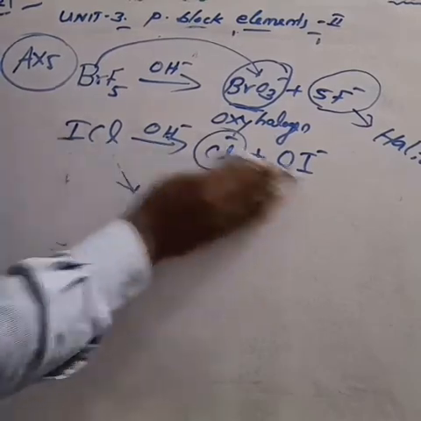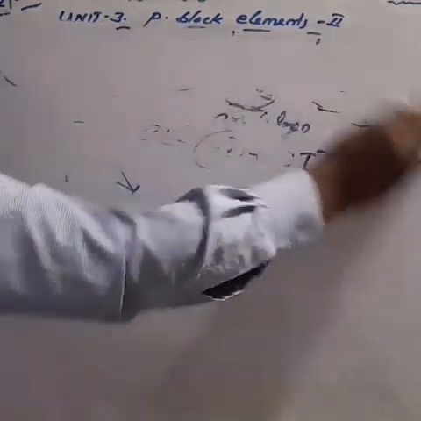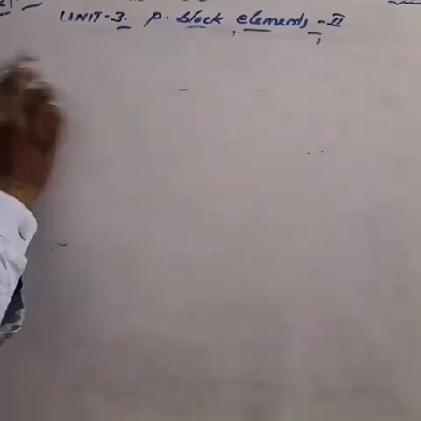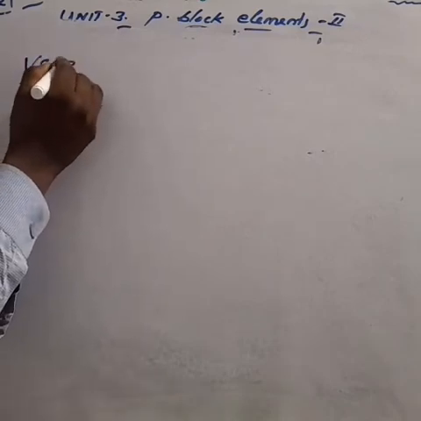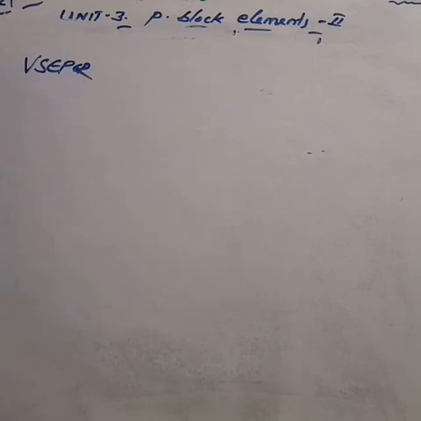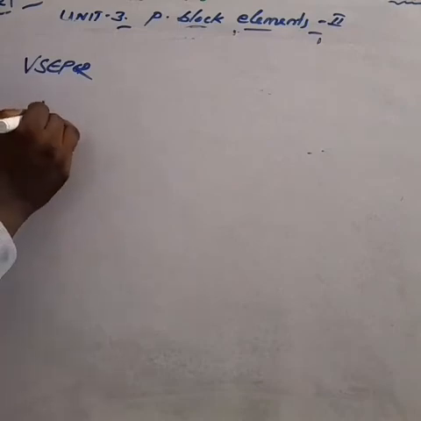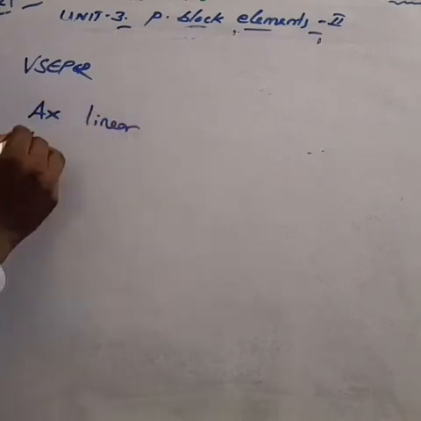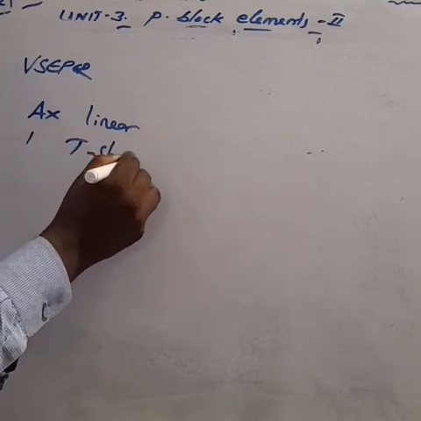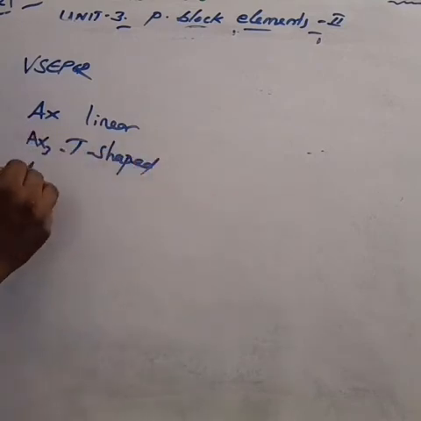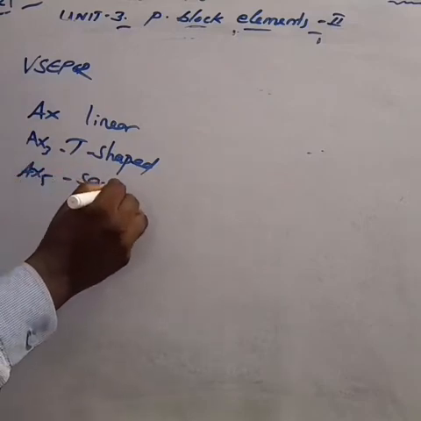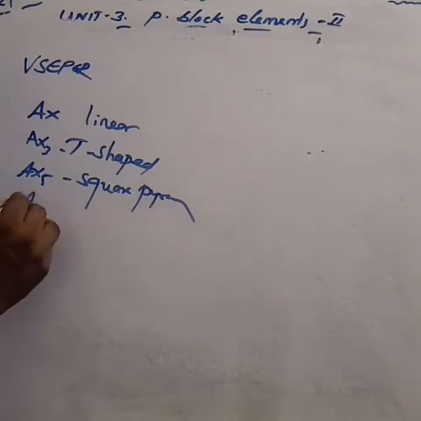Next, we learn about the structure of interhalogen compounds. What is the structure? According to VSEPR theory, valence shell electron pair repulsion theory, for the types AX, AX3, AX5 and AX7, what is the structure? AX has the linear shape. AX3 is the T-shaped structure. AX5 is a square pyramidal structure. AX7 is the pentagonal bipyramidal structure.